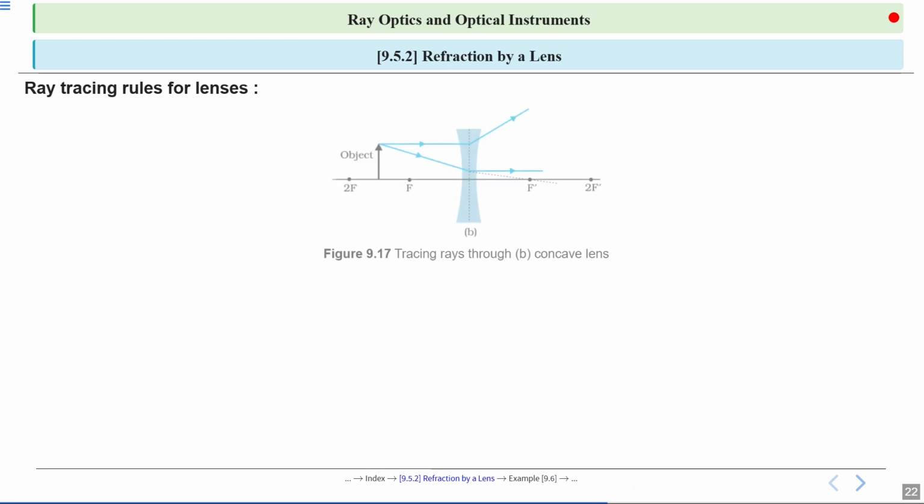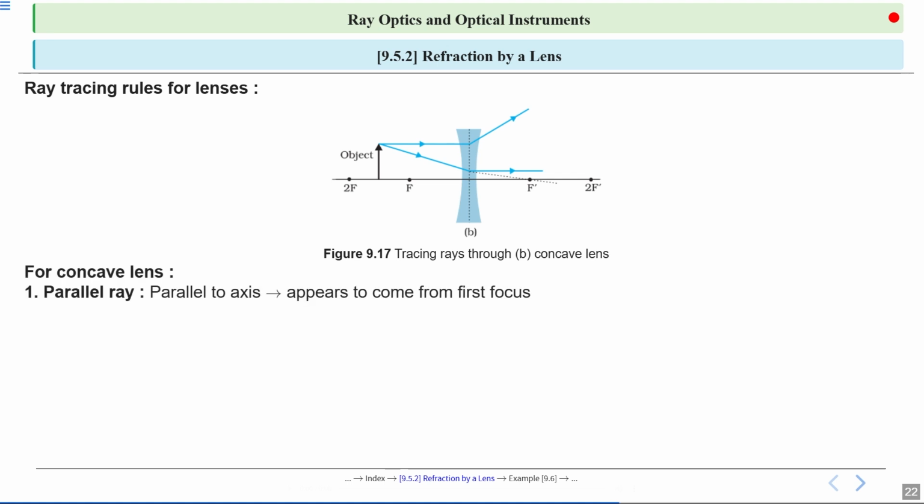Now, tracing rays through the concave lens. For concave lens, parallel rays, the rays that are parallel to the principal axis, they will appear to pass through first focus. So when we extend this diverged refracted ray in the backward direction, the parallel ray that diverged after refraction, if we extend this ray in the backward direction, it will appear to pass from the first focus F.